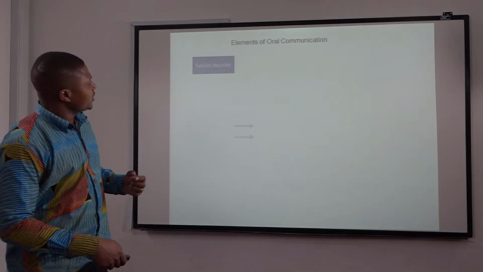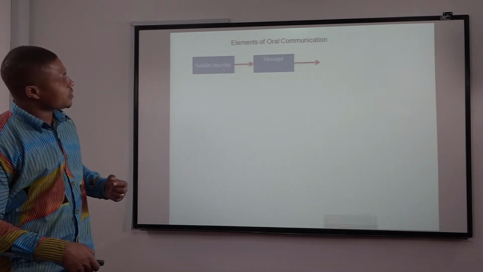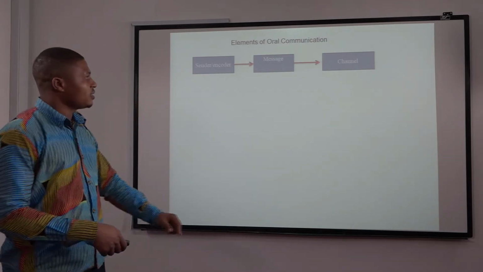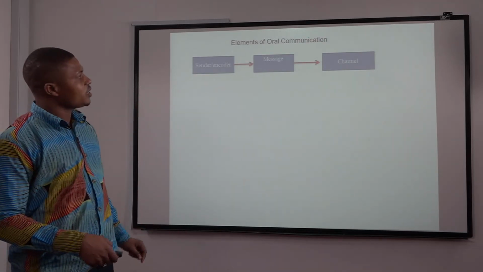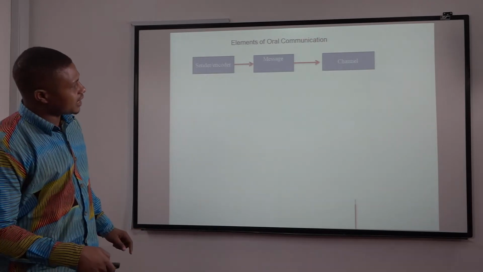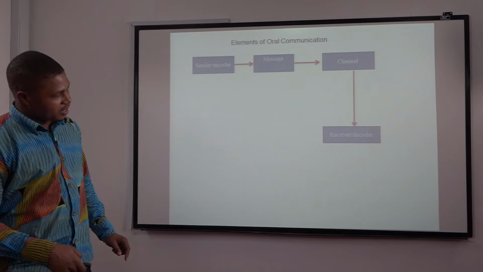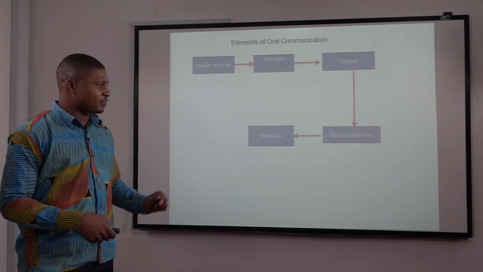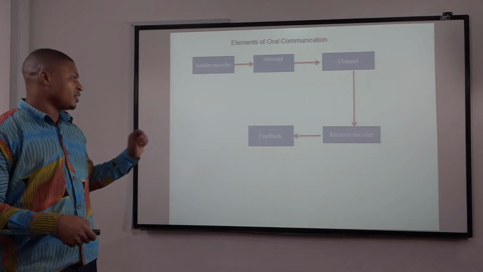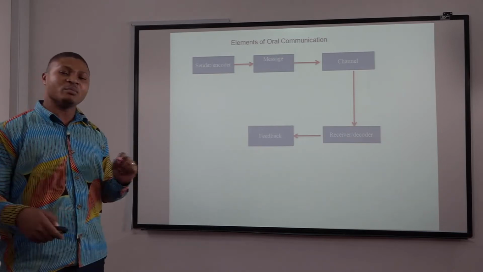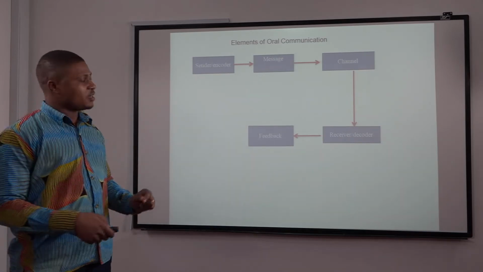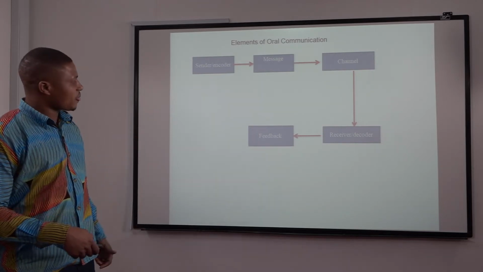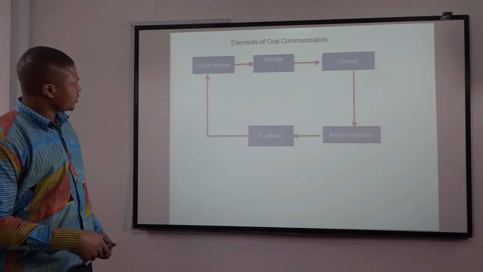Now, in a model, these elements can be presented. As you can see, we have the sender, the one who initiates the message, the speaker, the message itself, and the channel. And we have the receiver who is intended to receive the message. Then we have feedback: after the receiver receives the message, they interpret or assign the meaning, and then give feedback to the sender.